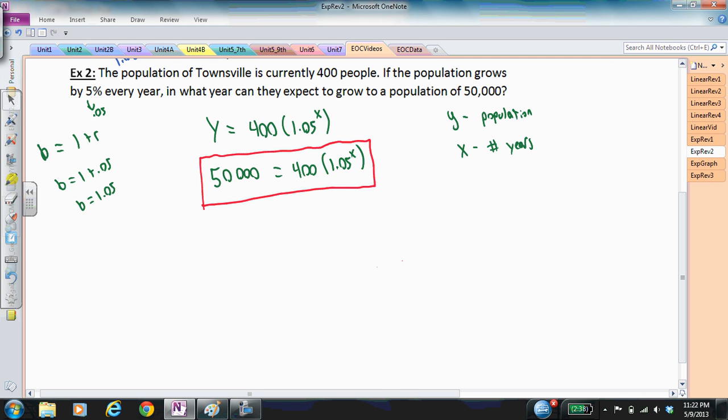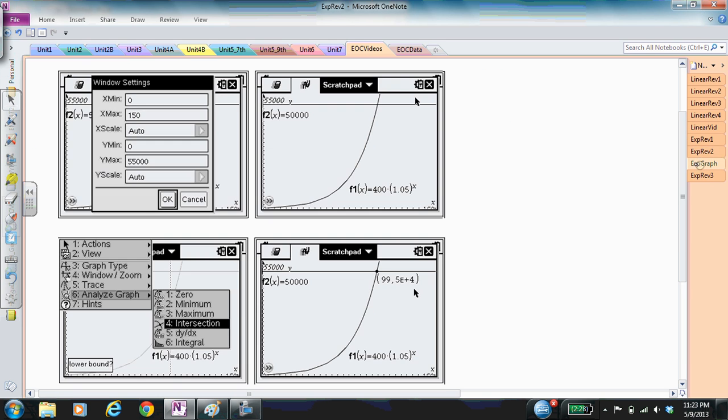So if I was going to graph this, I would graph f1 of x in the TI Inspire equals 50,000, and f2 of x equals 400 times 1.05 to the x. So I've actually already done that, and this is what it looked like. First, I entered in my f2 and my f1. It doesn't matter which one goes where, and I didn't see anything.